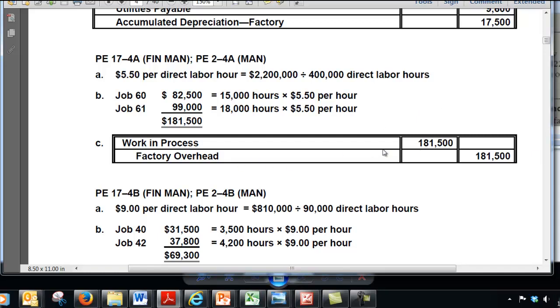We're going to credit factory overhead for $181,500. We're going to need to compare the factory overhead that was applied with the factory overhead that actually was incurred throughout the year. And if there's a difference, we're going to need to take care of that as well.